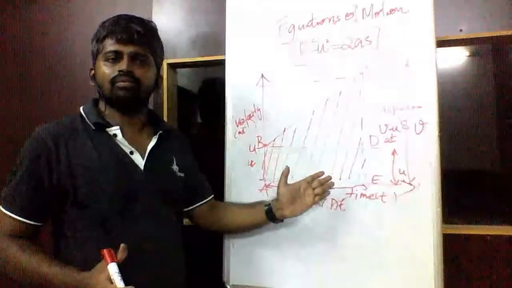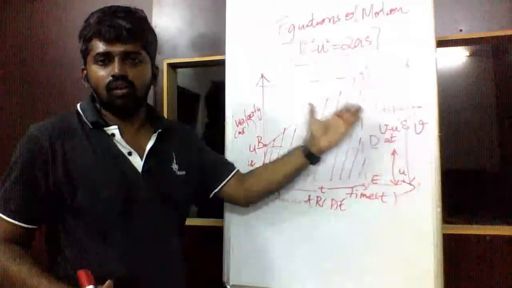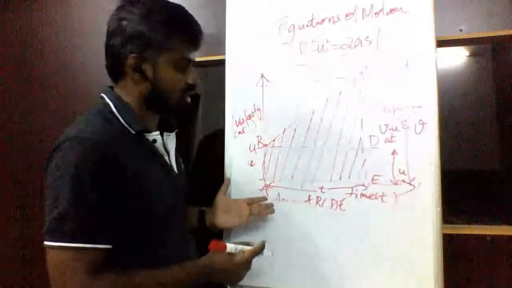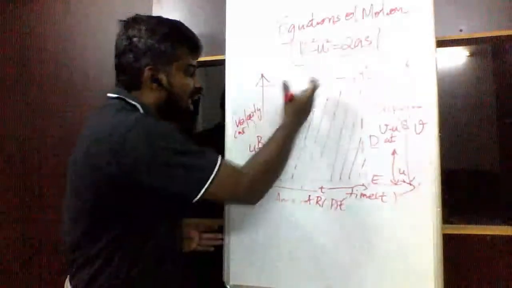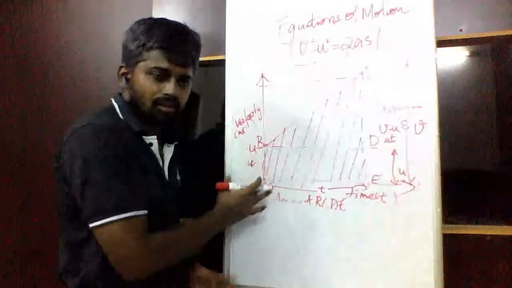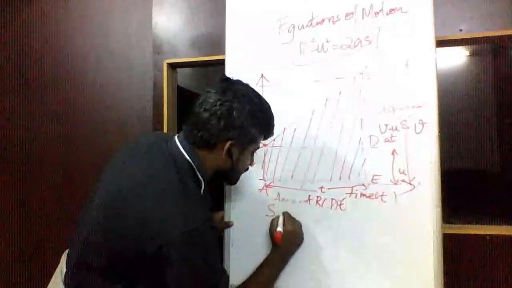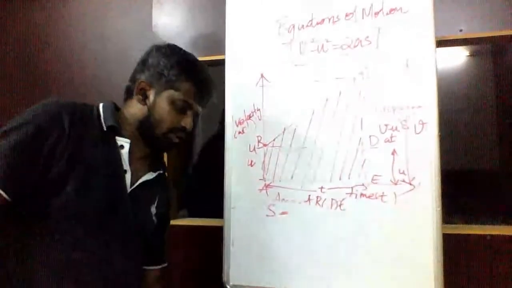In the velocity time graph, we are finding displacement. What is displacement? Displacement is the area covered by this curve. So what is the area? We are trying to find S.